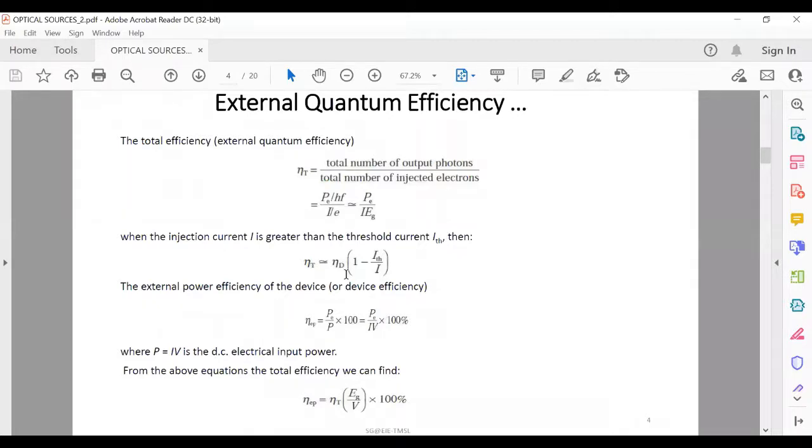20%. Now the external power efficiency of the device, also called the device efficiency, is eta EP, which is the conversion from electrical input power to optical output power, and it is given by this equation, where P is IV, the DC electrical input power. From this equation, the total efficiency can be written as eta EP equal to the total efficiency times Eg by V into 100%. So efficiency can be represented as a percentage. That is the total efficiency.